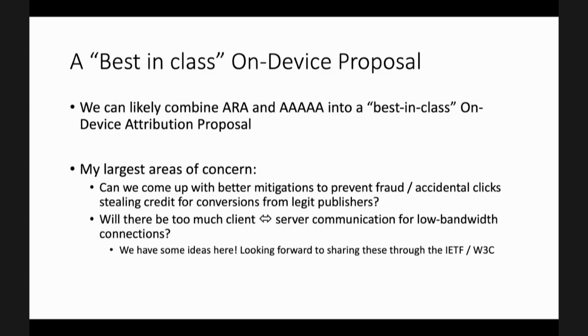Now, there are some downsides with on-device attribution. In particular, my concern is, firstly, what can we do to mitigate fraudulent clicks or accidental clicks from stealing credit for conversions from legitimate publishers? In both of these designs, the downside is that when this attribution happens, it eliminates the ability of other impressions or clicks to receive any credit, because it's like a giant centralized thing. So I don't want to see the internet turn into this sort of cesspool of everyone trying to make trick-to-click advertisements to steal credit from other websites.